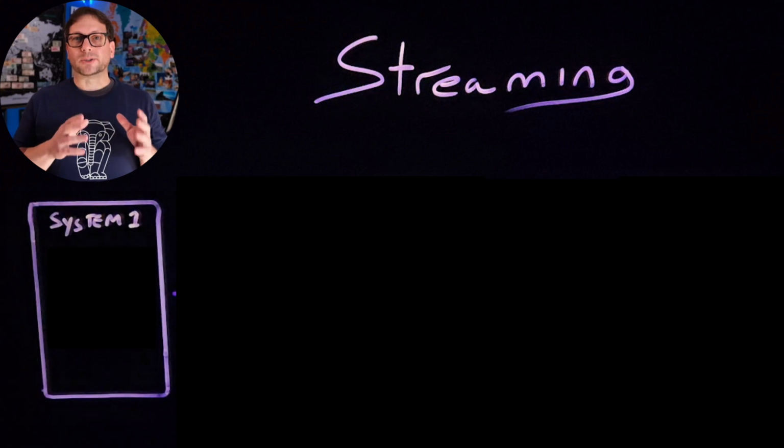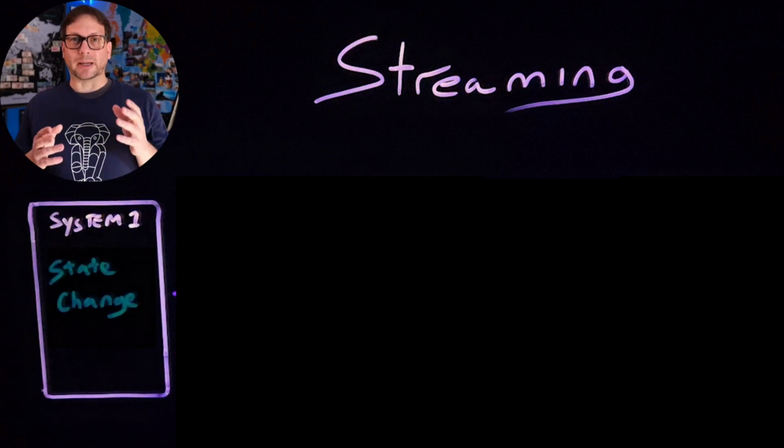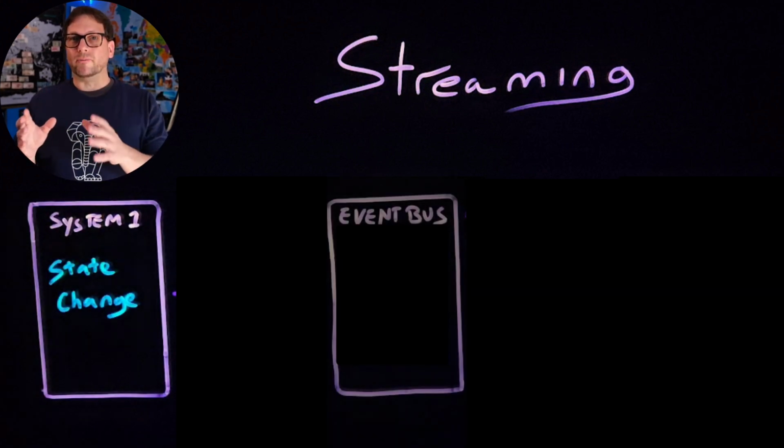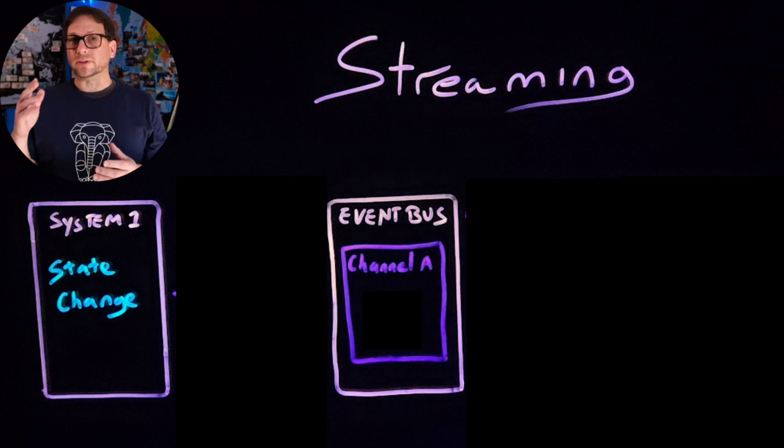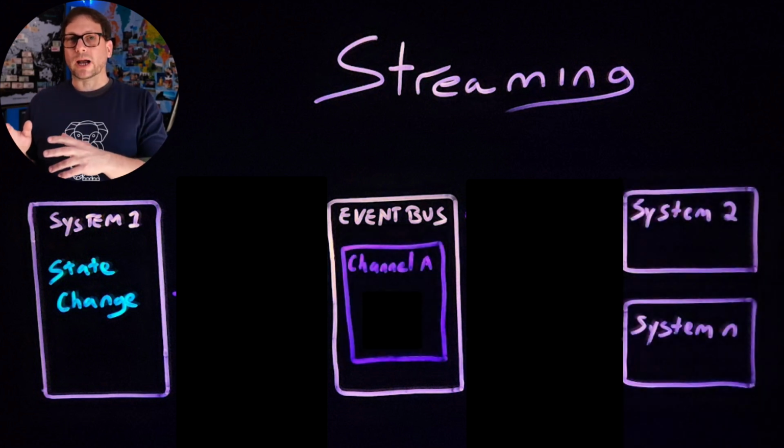We have our source system that is publishing events in response to a state change. We have our event bus that contains channels that the events are flowing through. And we have our subscribers that are listening to those channels to receive the events.